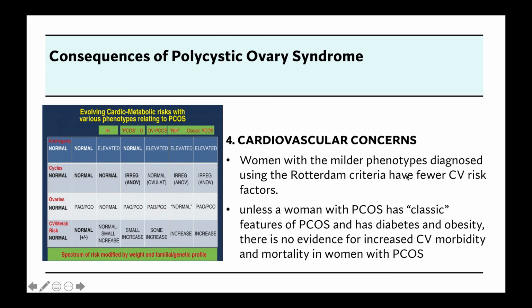Women with the milder phenotypes diagnosed using the Rotterdam criteria actually have fewer cardiovascular risk factors. Unless a woman with PCOS has classic features of PCOS and has diabetes and obesity, there's actually no evidence for increased CV morbidity and mortality among women with PCOS. As you can see in this table on your left, the risk for cardiovascular disease is dependent on the phenotype of PCOS. Type B and type A PCOS patients have the highest risk of cardiovascular disease development.